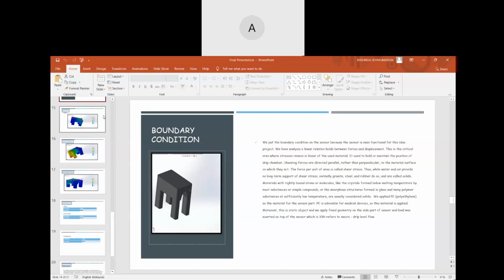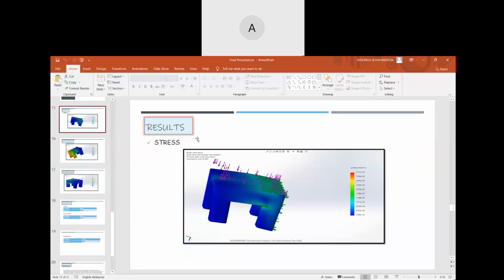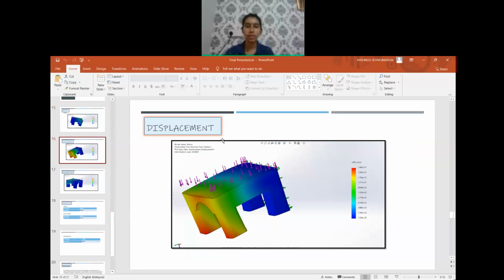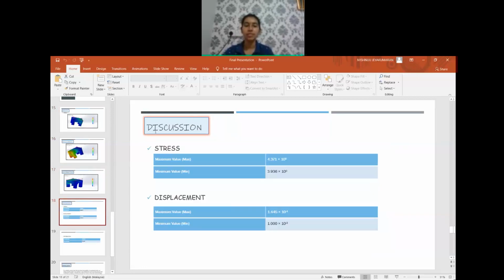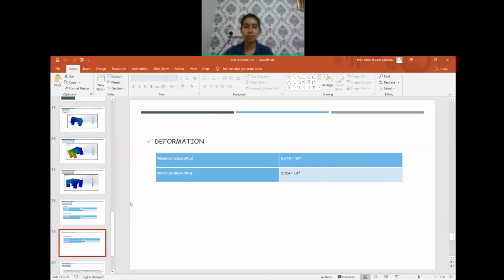Okay, thank you, Afiq. This one is the results of stress. This one is the displacement result. This one is deformation. So we have found three results: stress, displacement, and also deformation. For stress, the minimum value is 3.936. For displacement, the maximum value is 1.445 times 10 to the power of -1, and the minimum value is 1 times 10 to the power of -3. For deformation, the maximum value is 5.549 times 10 to the power of -8, and the minimum value is 2.154 times 10 to the power of -3.